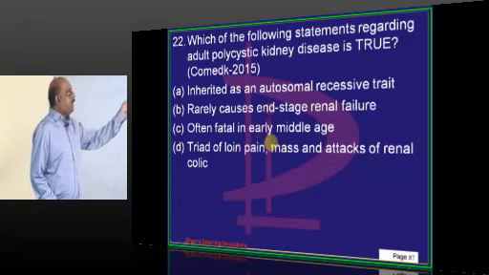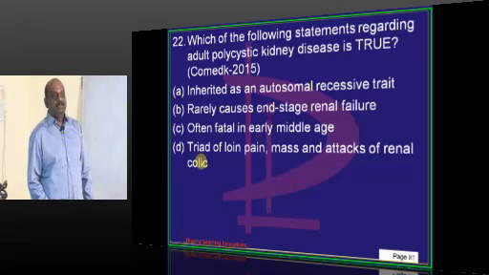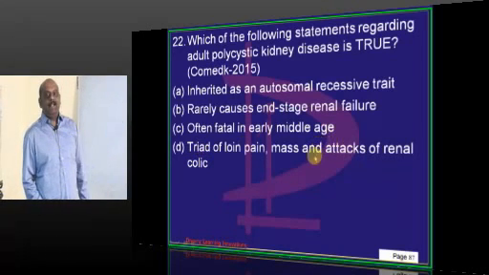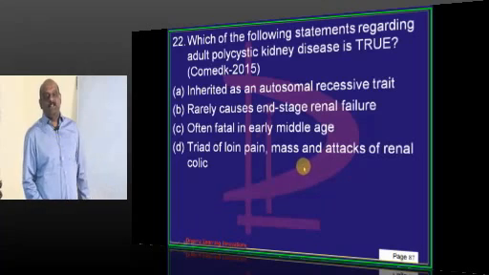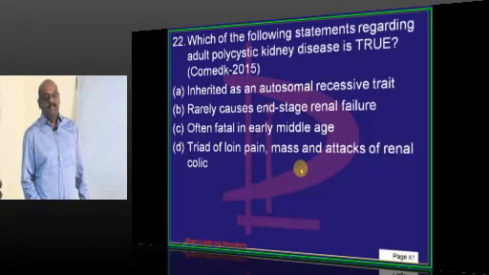PKD, the actual answer given was C. It is not fatal in early middle age. It starts in early middle age. The first cardiothoracic surgeon of Andhra Pradesh was our patient who had AD PKD.